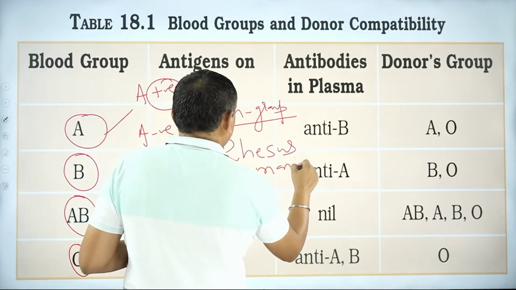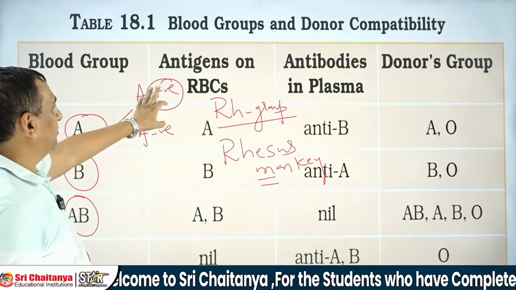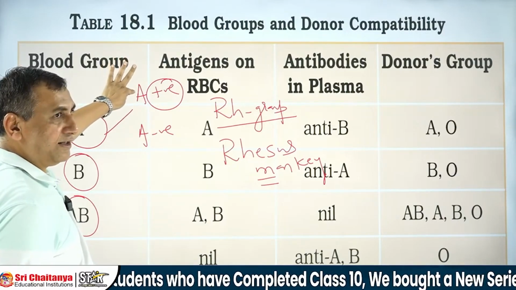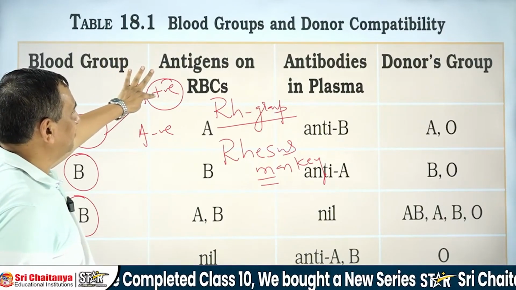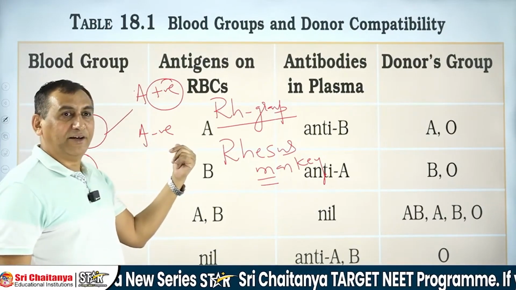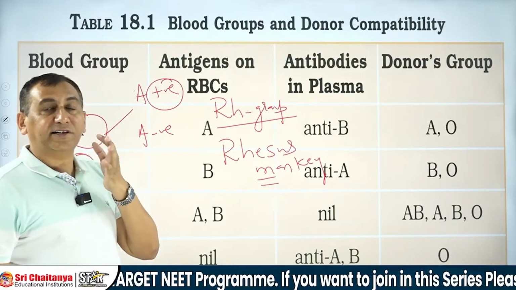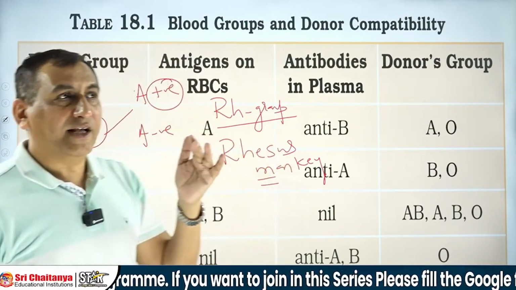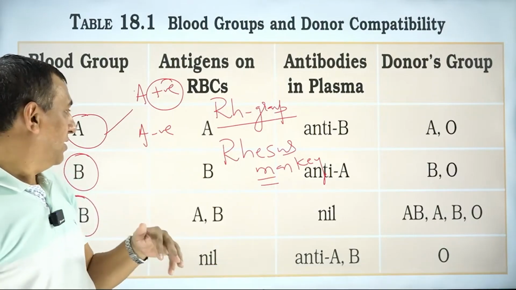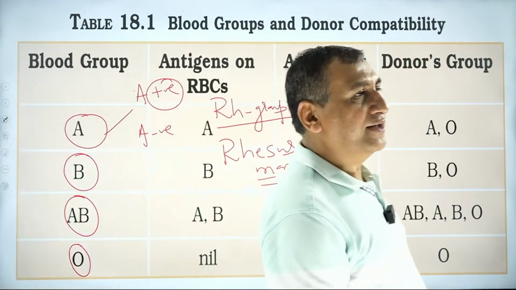That is why the name is given as the RH. So when I am writing A positive, it means the human being of this blood group has the A antigen and has the RH positive antigen, rhesus antigen positive. It is the A negative. A negative means RH antigen is absent. Similarly, B positive, B negative, AB positive, AB negative, and O positive and O negative. When you come to our campus, I will say all this.